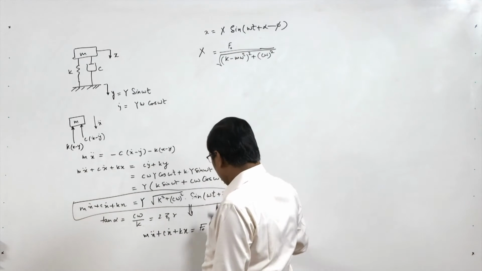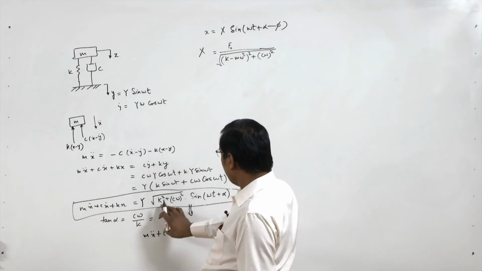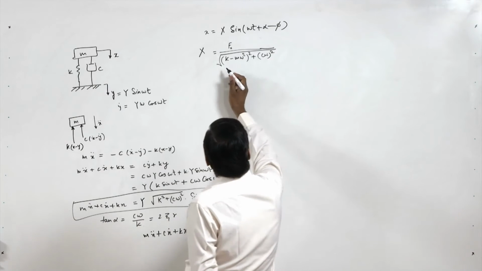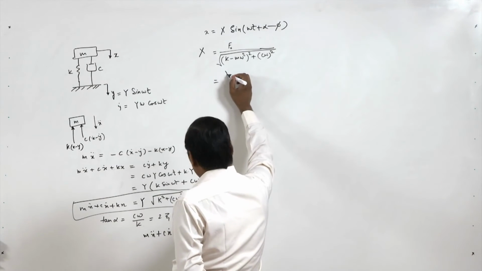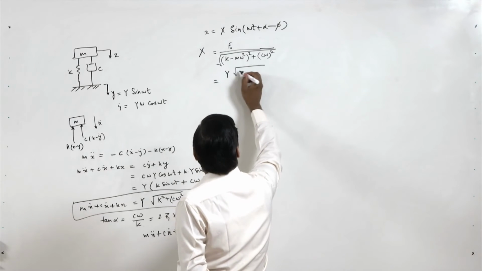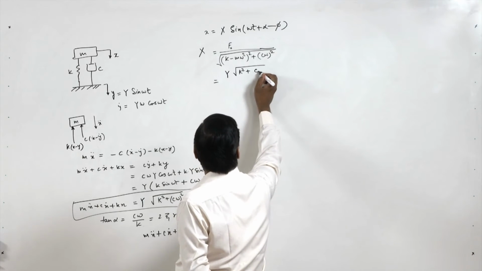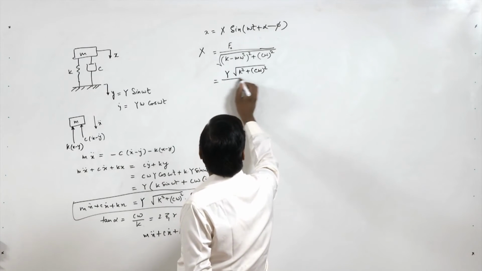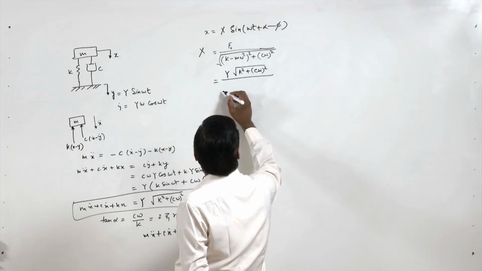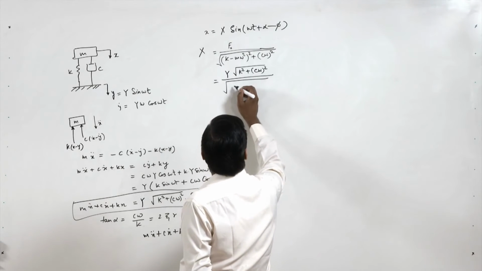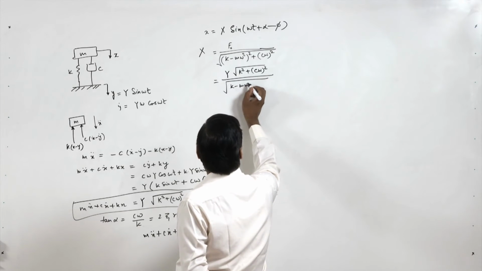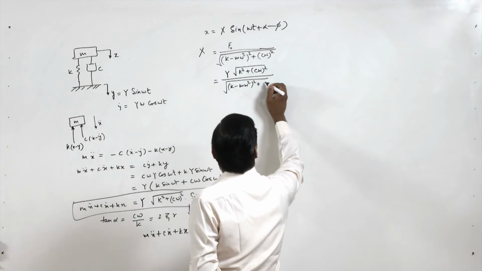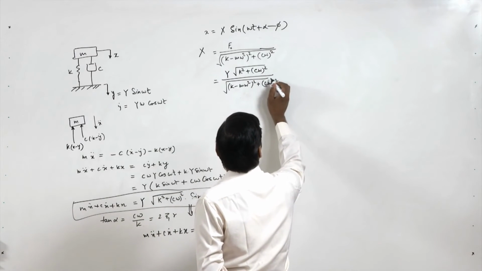Here f0 is like y root k square plus c omega square. So we can write here y root k square plus c omega square upon root k minus m omega square whole square plus c omega whole square.